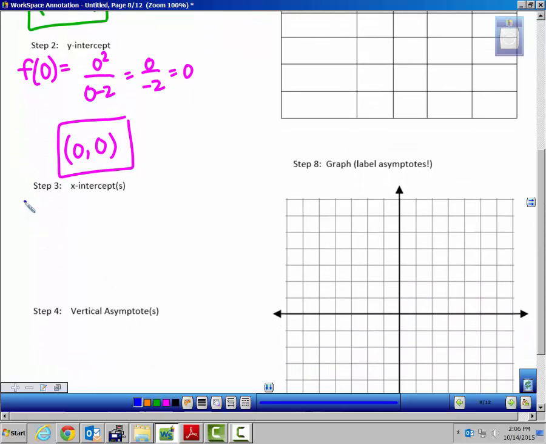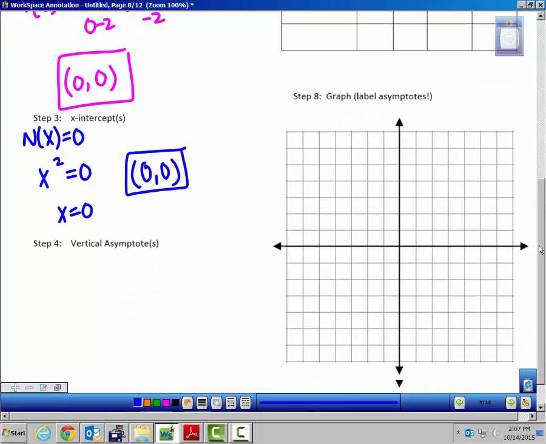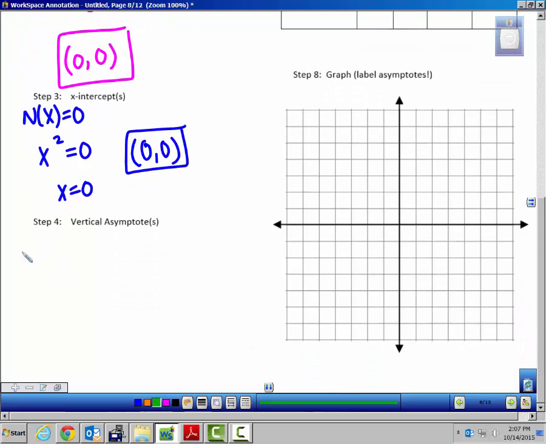To get the x-intercept, you set the numerator equal to 0. My numerator is x squared. Take the square root, you still have 0. So again, you should have the point 0, 0. For your vertical asymptote, you are setting the denominator of your new equation equal to 0. So that is x minus 2. So you get positive 2. That you leave as an equation.